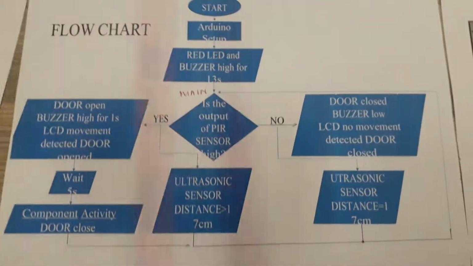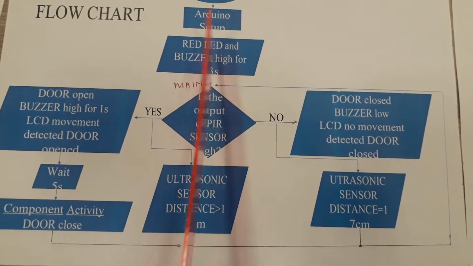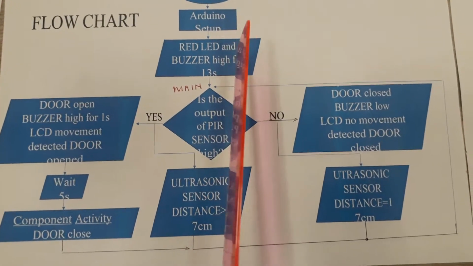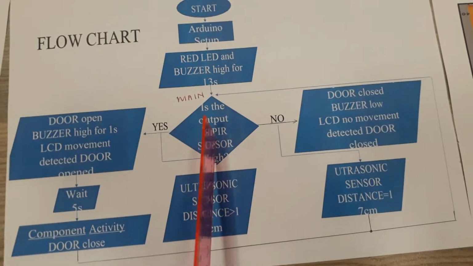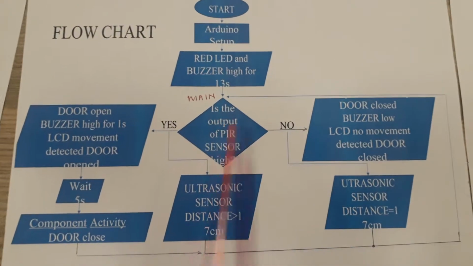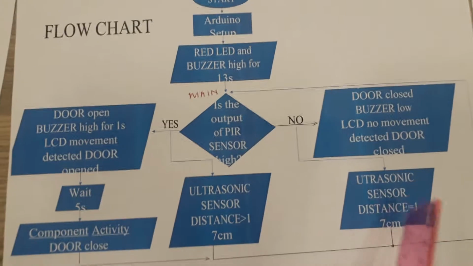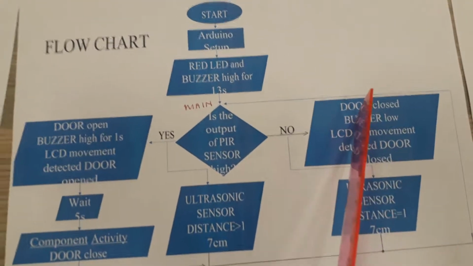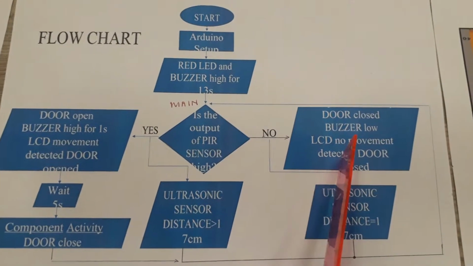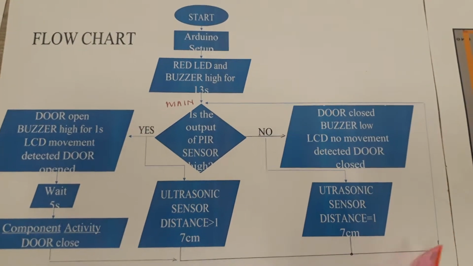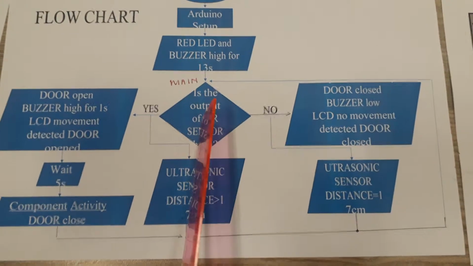Next slide, I have a flow chart which represents the functioning of my project. And this is what should happen when I power on my project. At the start, I'm going to turn on the red LED for 5 seconds. After that, I'm going to the main program, and that is where I will test the output of the PIR sensor, whether it is high or low. When it is low, the distance across the ultrasonic sensor will be 17 centimeter. The door will be closed, the buzzer will be low, the LCD will read no movement detected, door closed. And this process will go back to the main, and we will test the output of the PIR sensor again.